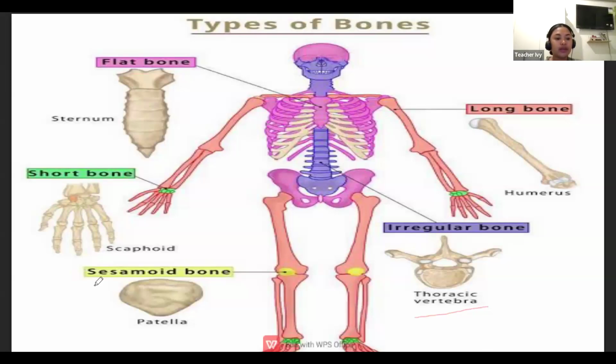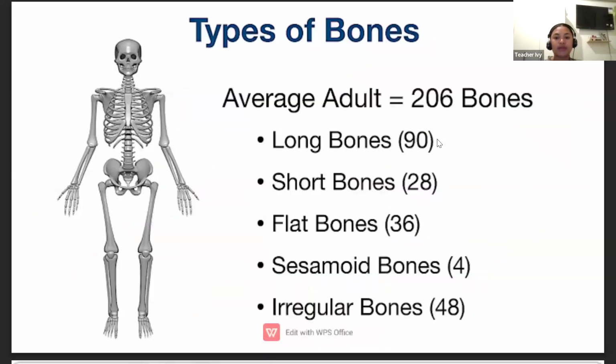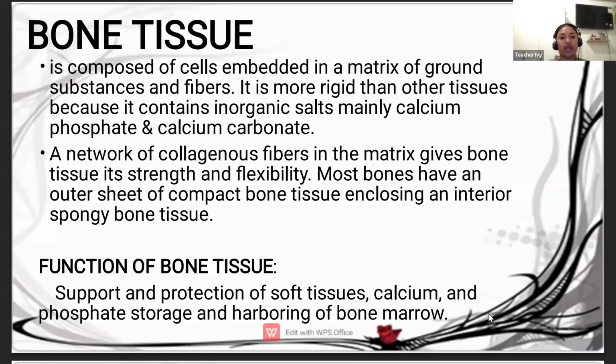No questions? Because it's already time, and I know that some of you still have class. So I will send this right after I end the class so that you can study this one. This is the average number of bones in your body. The long bones is 90, short bones is 28, flat is 36, sesamoid is 4, and irregular is 48.